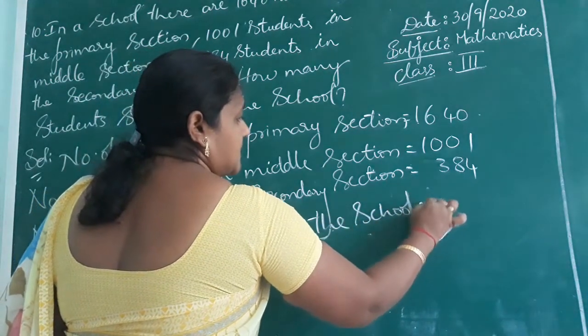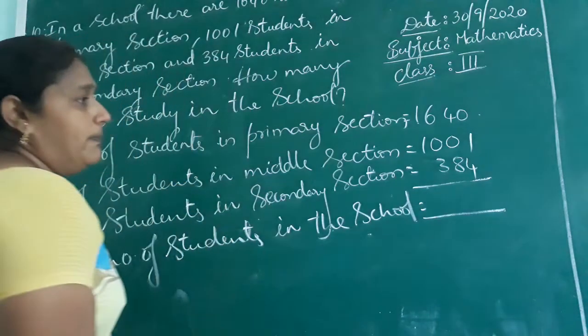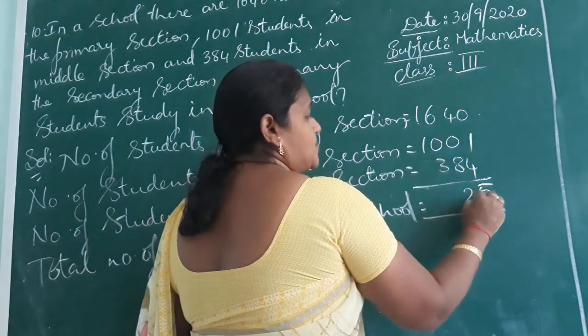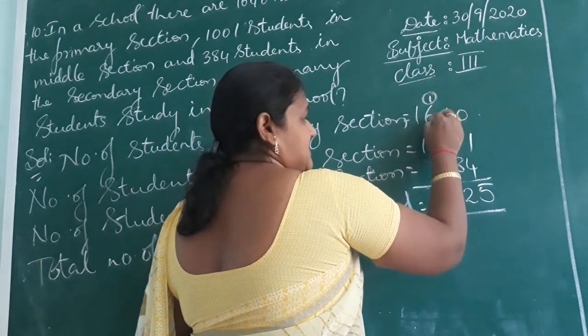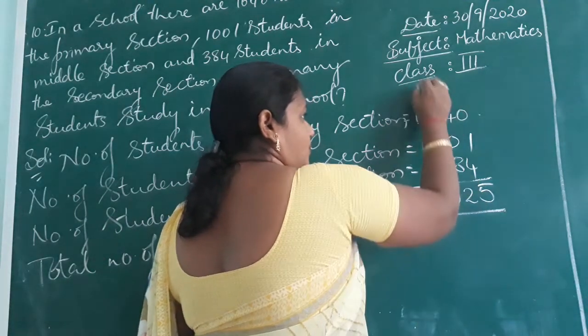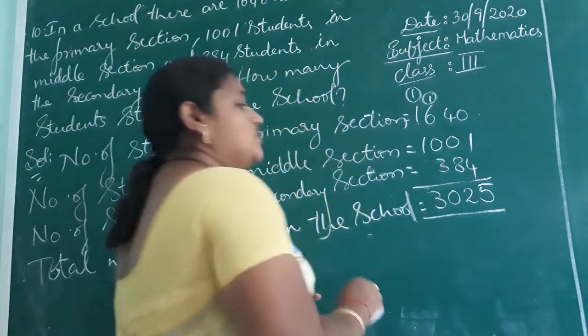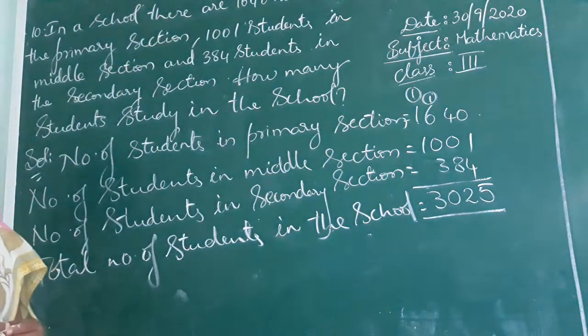How many students are studying in the school? 4 plus 1, 5. 8 plus 4, 12. Write 2 here and 1 up. 4, 6 plus 1, 7, 7 plus 3, 10 again. Write 0 here, 1 up. 1 plus 1, 2, 2 plus 1, 3. So nothing but 3025 students are studying in that school.